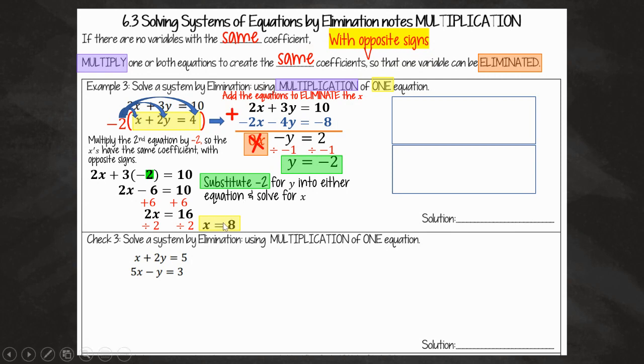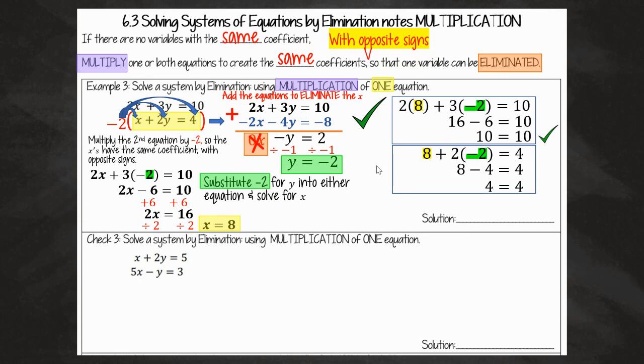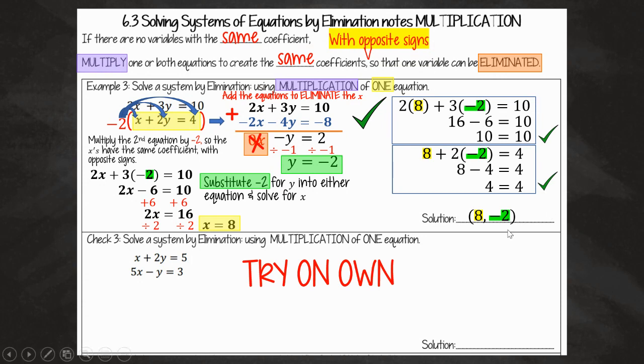Now that I have my x value and y value, I'm going to plug it in and check my answer in both equations. You can see here that when I plug in 8 and negative 2, I do get the same exact answer on both sides of the equal sign, so it does check out. My solution is 8, negative 2. Check 3, try on your own, and check in Canvas.